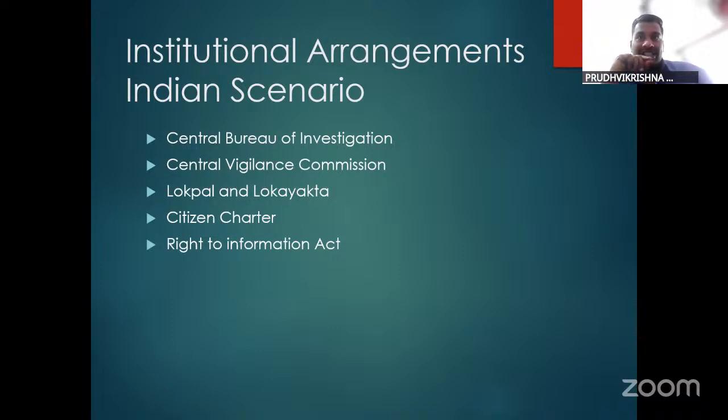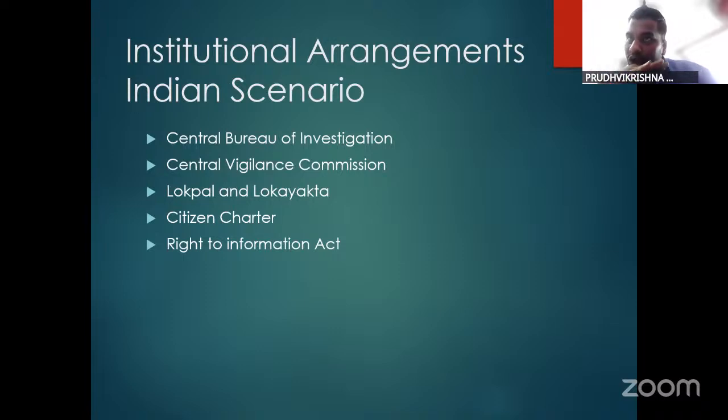Coming to the CBI, we all know the CBI is the main investigating agency of the central government. It plays an important role in preventing corruption and maintaining integrity in the administration. It also provides assistance to the Central Vigilance Commission, that is CVC. Here, the Central Vigilance Commission's main agenda is also to prevent corruption in the central government. It was established in 1964, while the CBI was established in 1963. Likewise, it was also recommended by the Santhanam Committee.